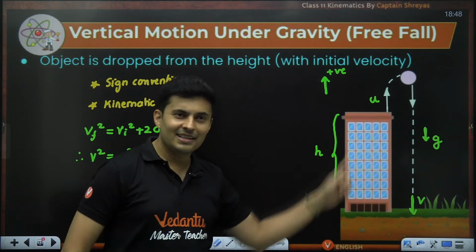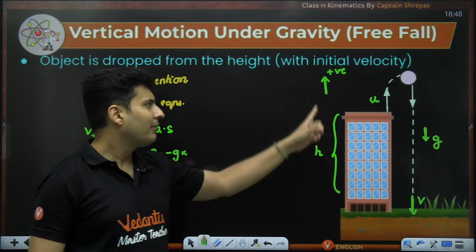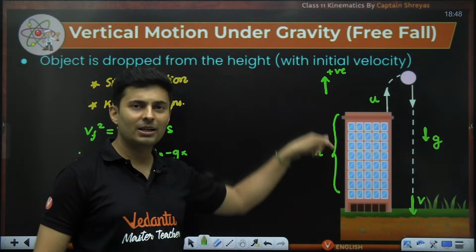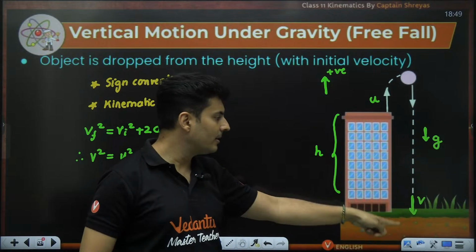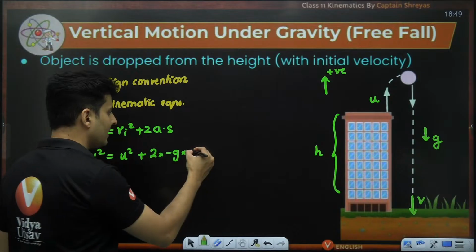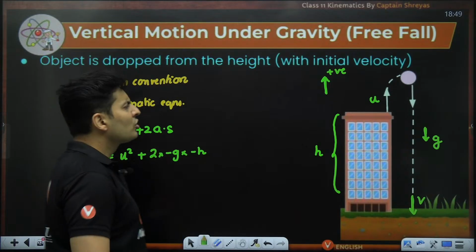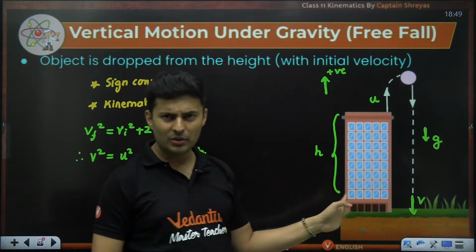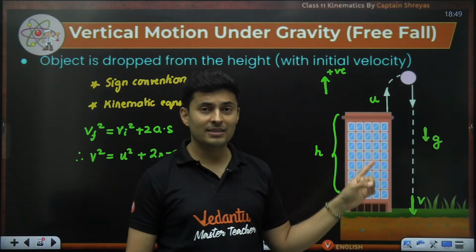Displacement, be careful. How many of you are thinking it is h? That is wrong. If upwards is positive, downwards will be negative. It has gone from here to here. Yes, the displacement is negative h. Sir, but it went up and then came down. I know. Everything has to be taken with the sign convention.